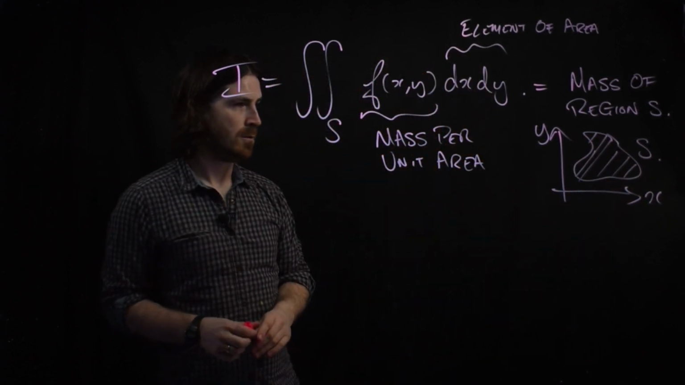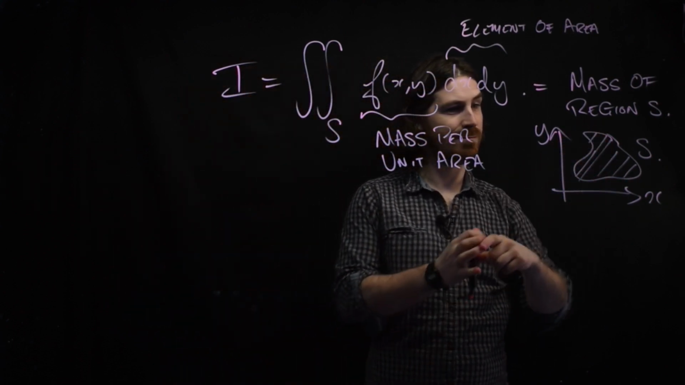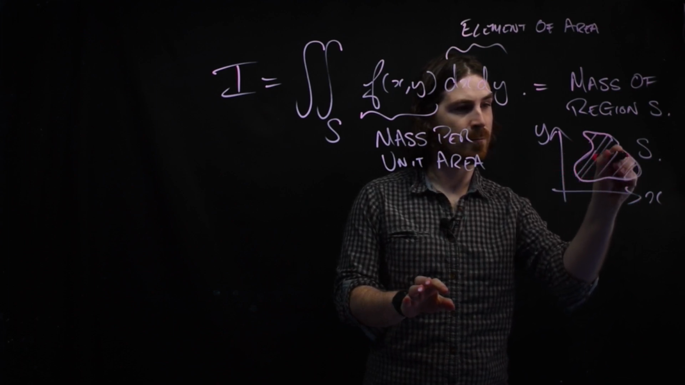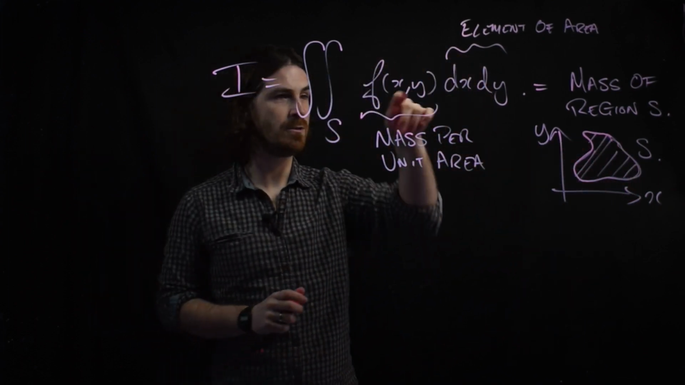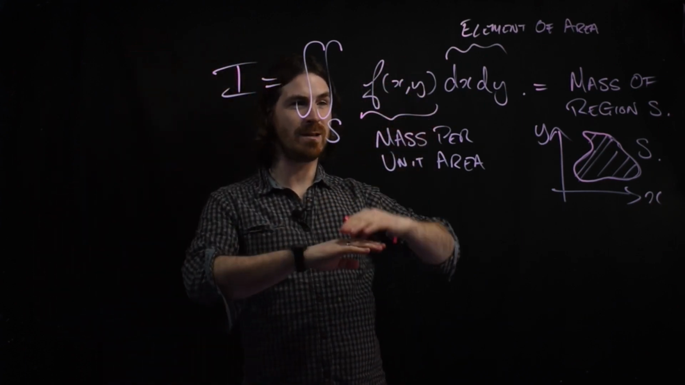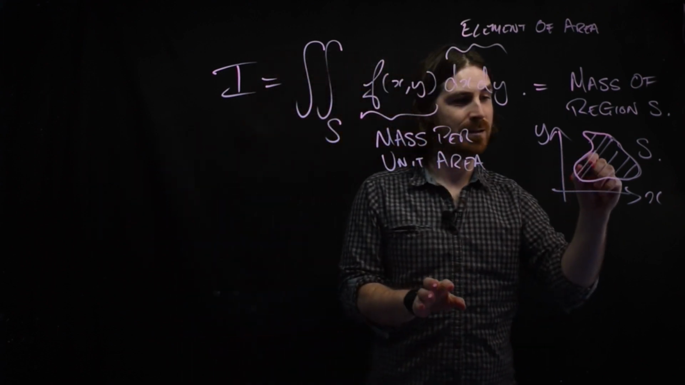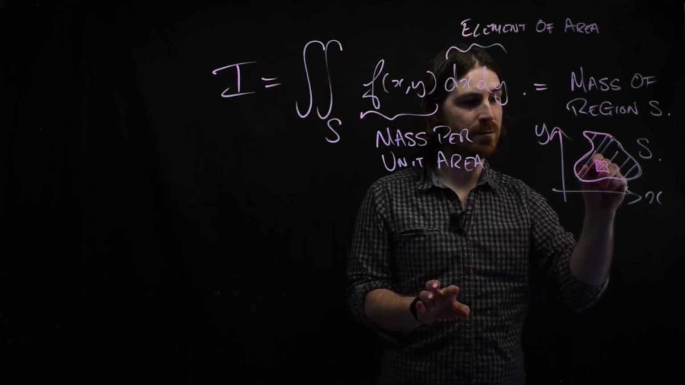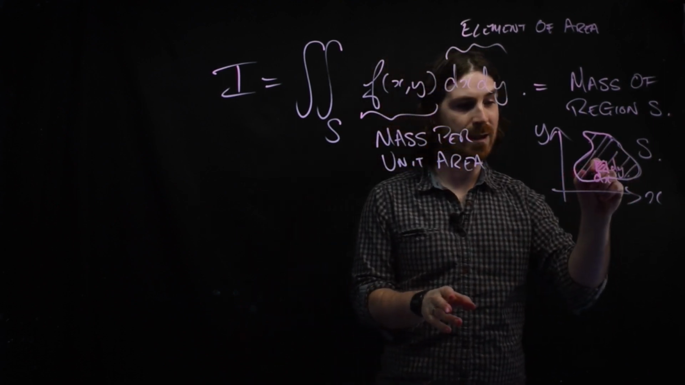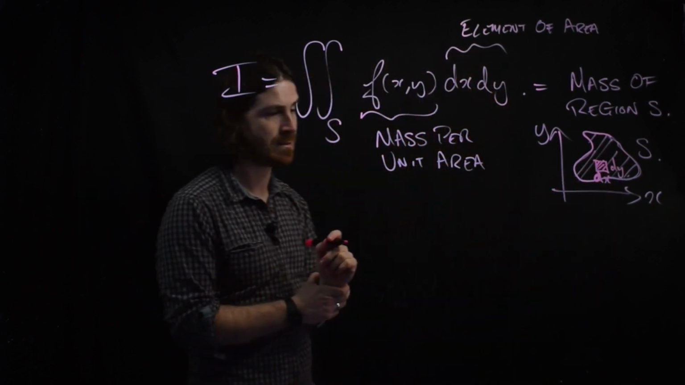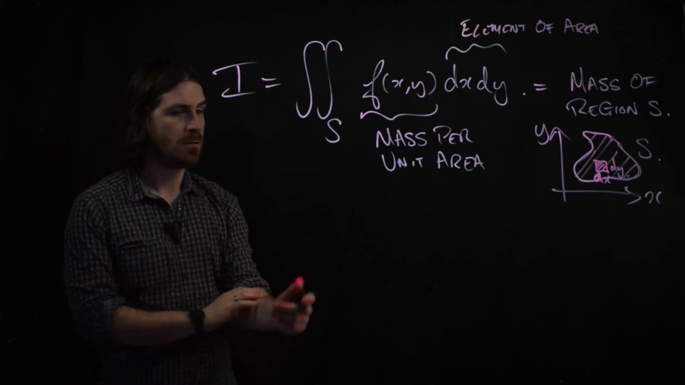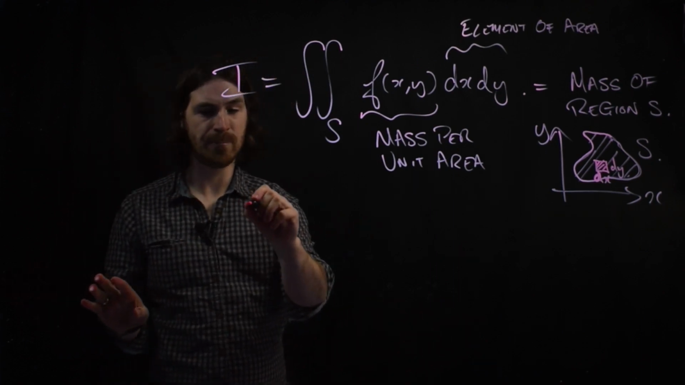Okay, so what's the mass of this little strange lamina or region? To find it, we can do this integral, where now instead of f representing the height above the xy plane, it's the mass per unit area in this region. Okay, and we split it up again into little chunks, little rectangles dx dy, so rectangles of area dx dy. And we can calculate the center of mass.